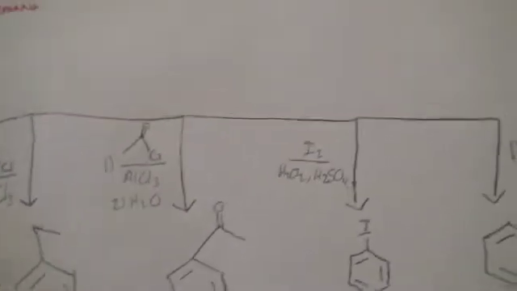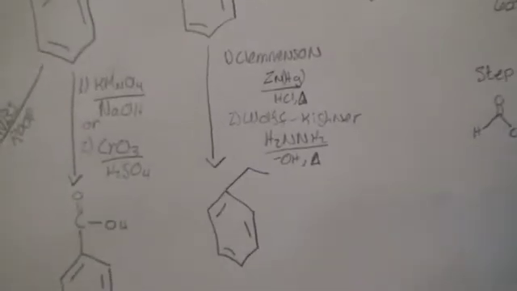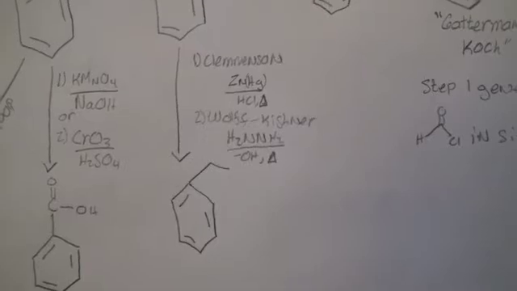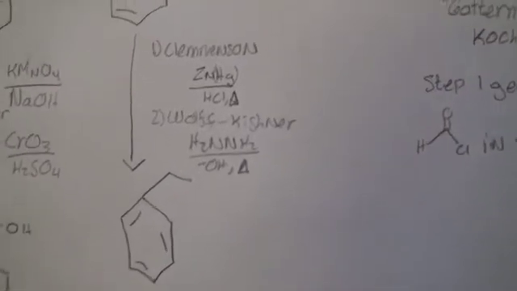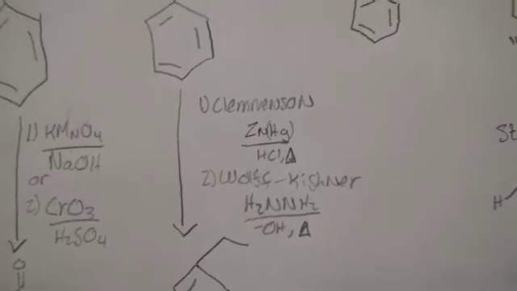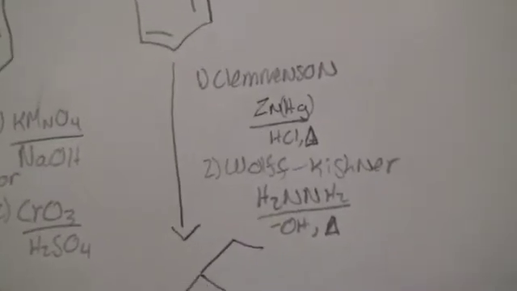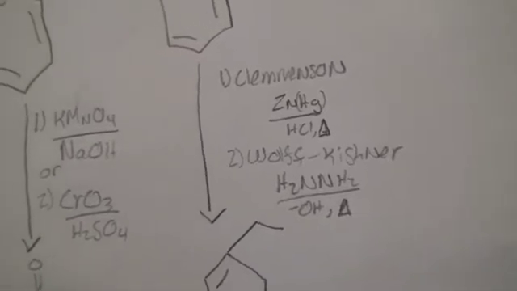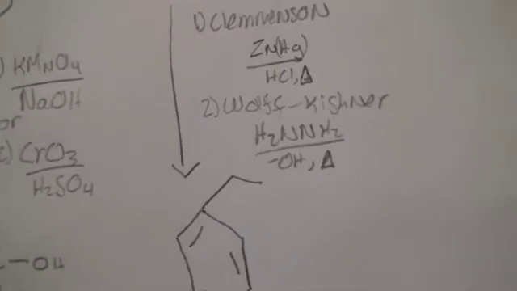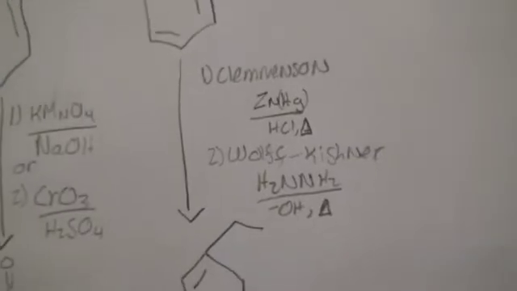You get that it just tacks on that carbonyl group, and then you can reduce it back to just your alkane using one of 2 things. The Clemmensen reduction occurs in acidic conditions if you want that. That's Zn(Hg) and HCl with heat. And then the Wolff-Kishner reduction, H2N-NH2 in basic conditions, OH minus and heat.